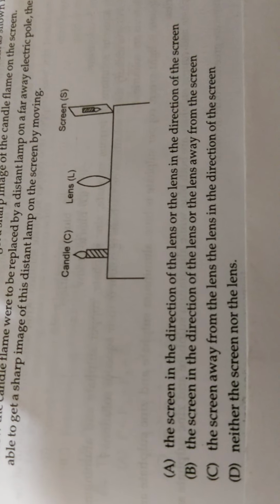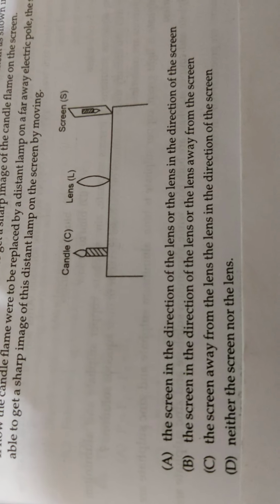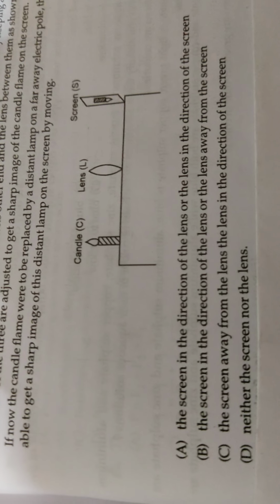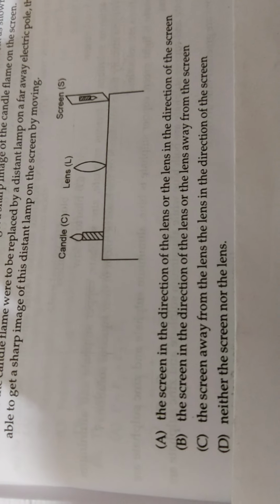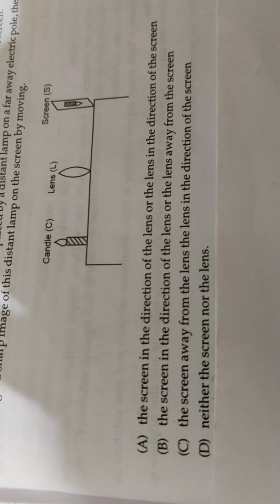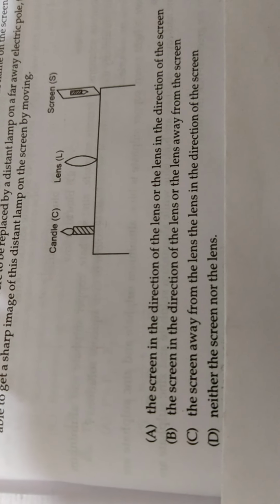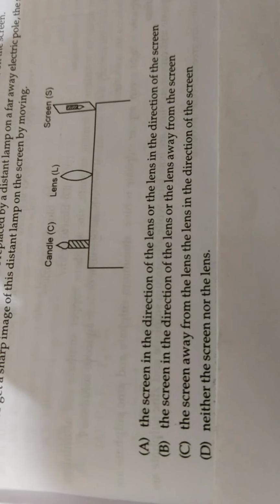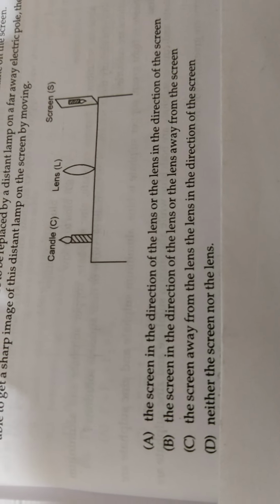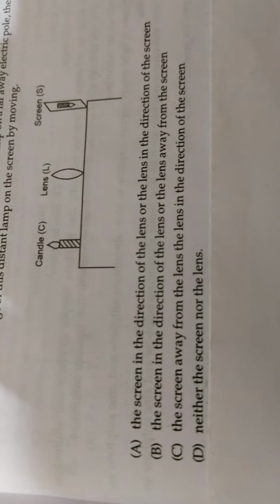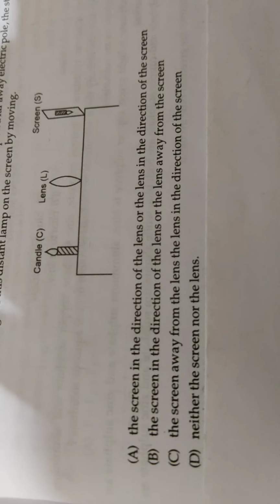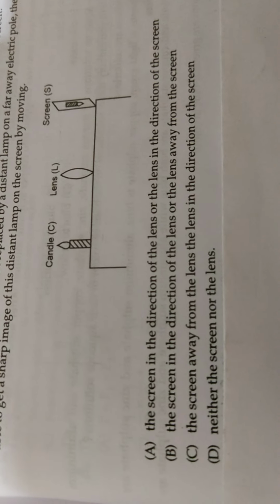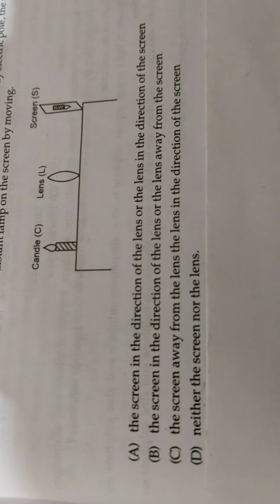So out of the four options given, let us look at the options. The screen in the direction of the lens or the lens in the direction of the screen. The screen in the direction of the lens or the lens away from the screen. The screen away from the lens and the lens in the direction of the screen. Neither the screen nor the lens. We know out of these four options, A is correct because screen in the direction of lens means we should move screen towards lens or the lens towards screen. Okay, so A option is correct. I hope you have understood this. If your concepts are clear, you should not have any difficulty.